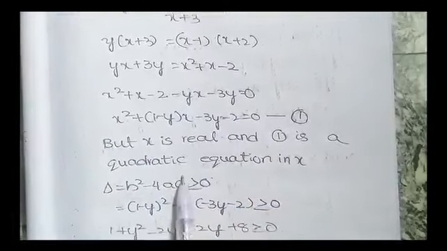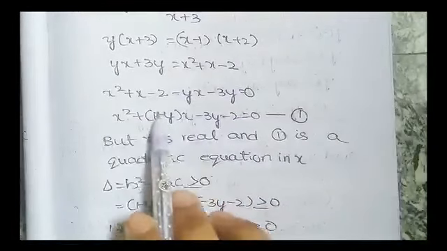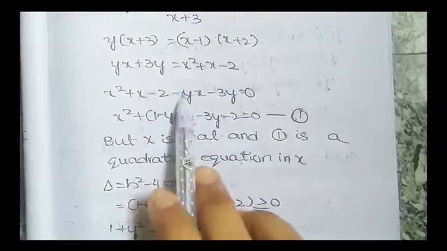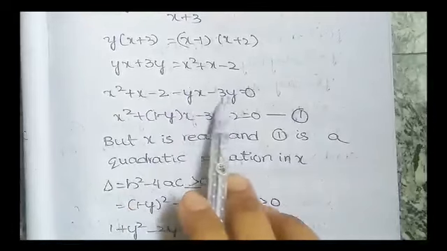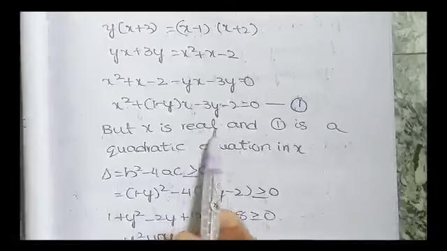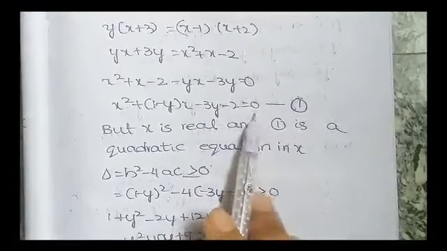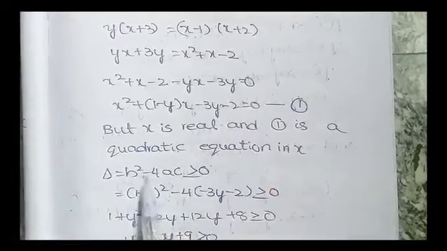So here I have taken x common in the y x term. Here 1 will be remaining, here minus y is remaining, and the constant is minus 3y minus 2. It is a quadratic equation in x, and they have given that x is real, so we can find the discriminant.